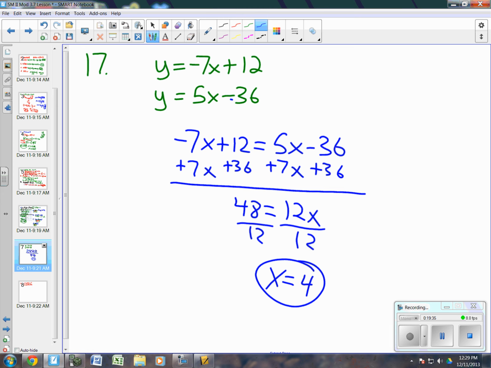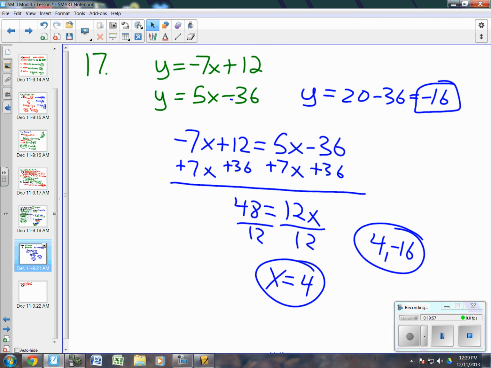Okay? So that's x. How do I find y? I can plug it in for x in either equation. I like the bottom equation a little bit better. So I'm going to go y equals 5 times 4 is 20 minus 36 equals negative 16. So 4 comma negative 16 is the solution to that problem. Okay, do you remember that method from last year? That's the substitution method.